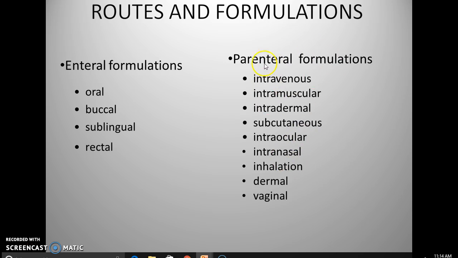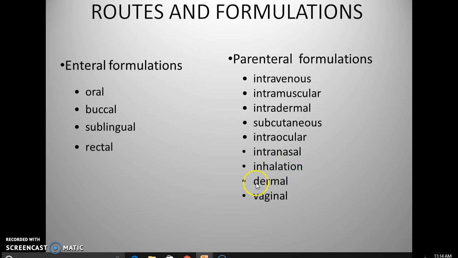With these 3 up here, intravenous, intramuscular, intradermal, the dosage forms that are associated with these types of parenteral routes include solutions, suspensions, colloids, and emulsions. And then, oh yes, allow me to define this: intravenous, into the vein, intramuscular, into the muscle, and intradermal, into the skin. And then you have the dermal.